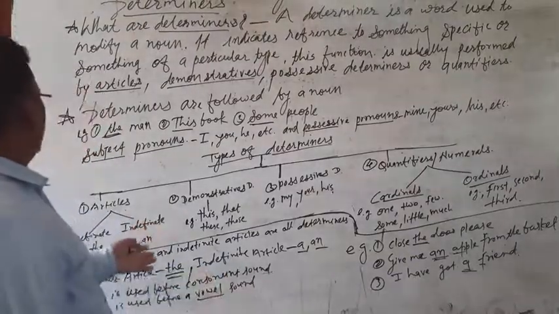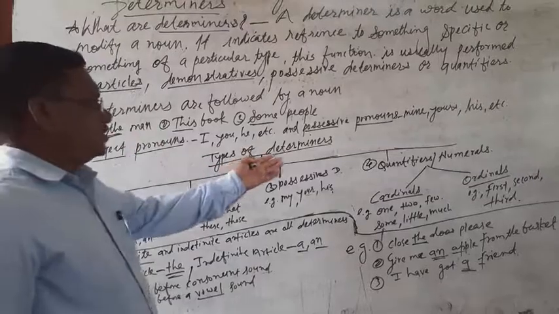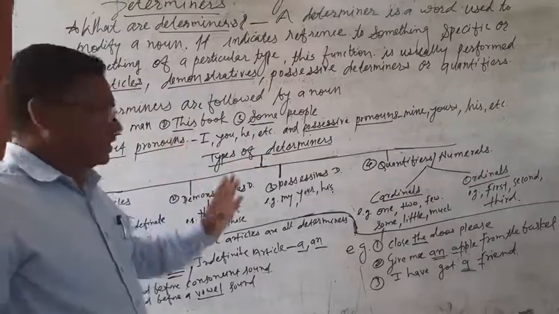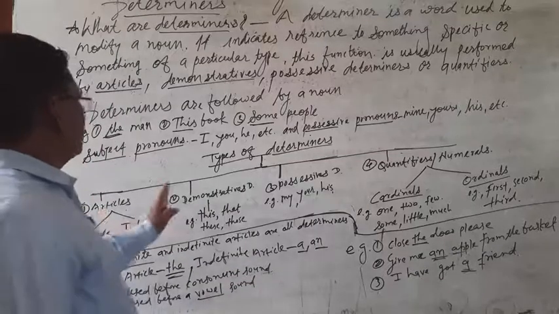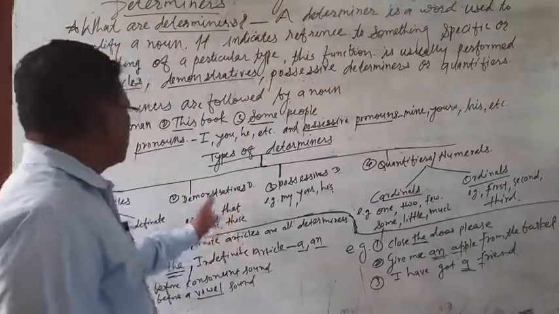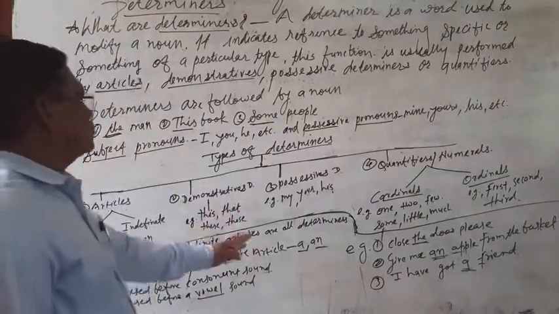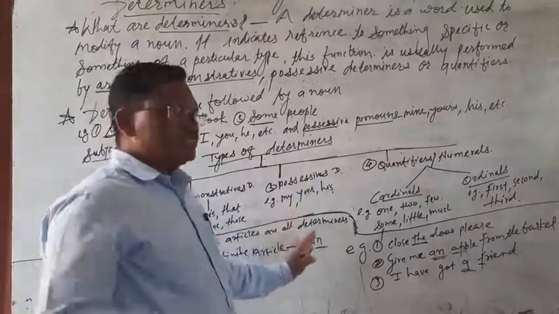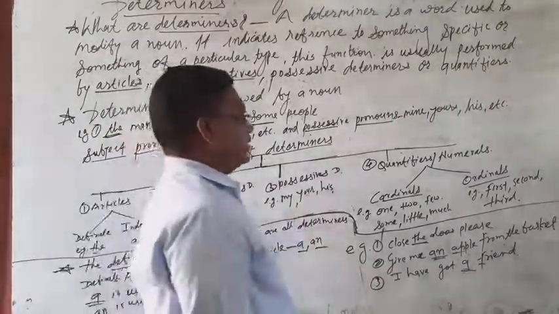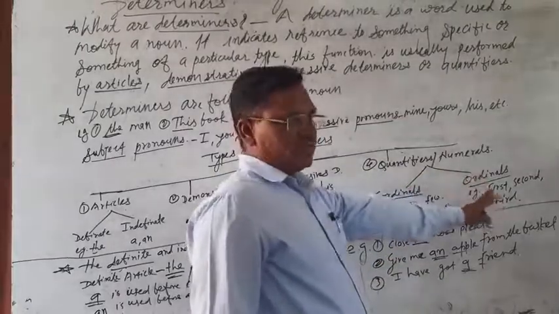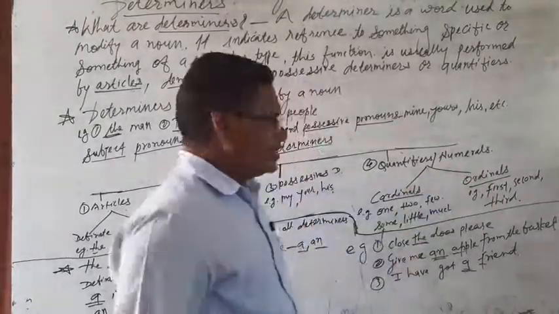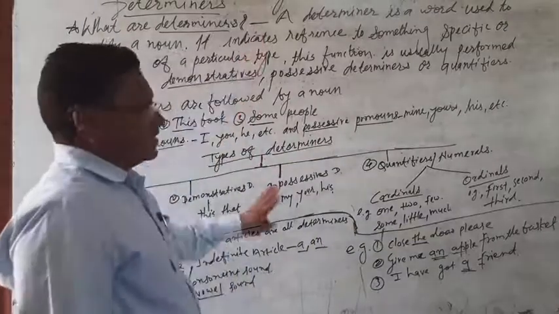Let us review the determiners. There are 4 types of determiner: article determiner; demonstrative determiner: this, that, these, those; possessive determiner: my, your, his; and numeral determiner: cardinals and ordinals. This is about the determiners.